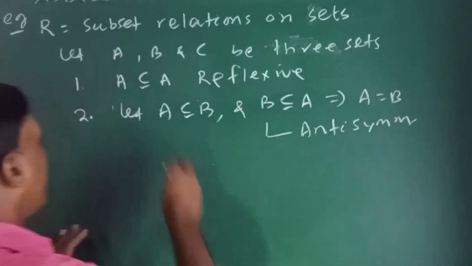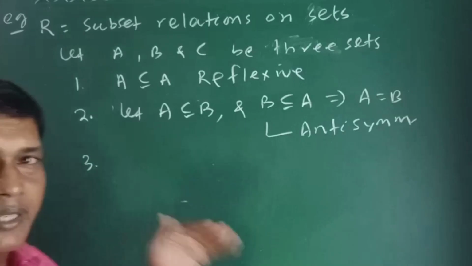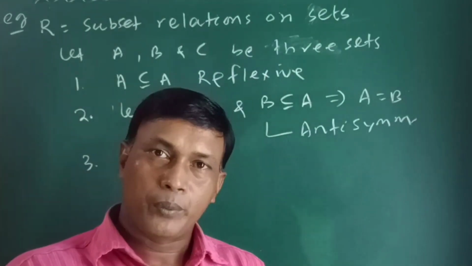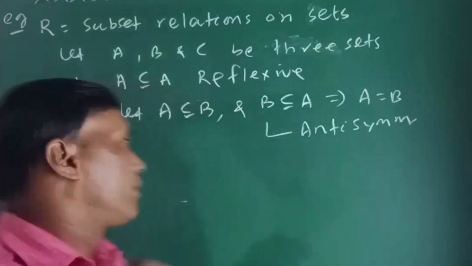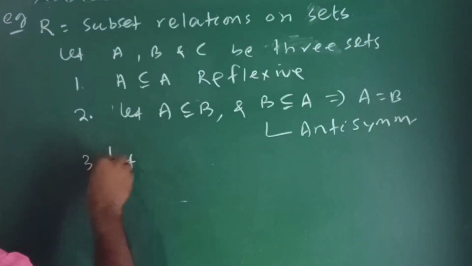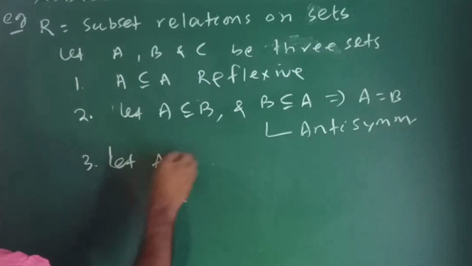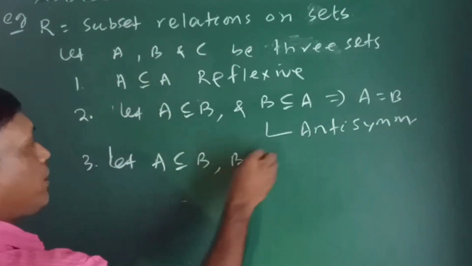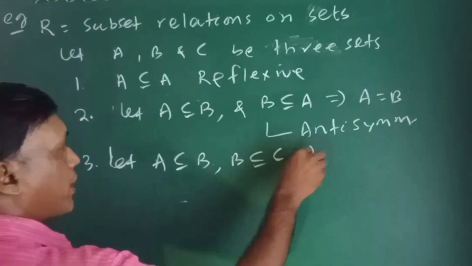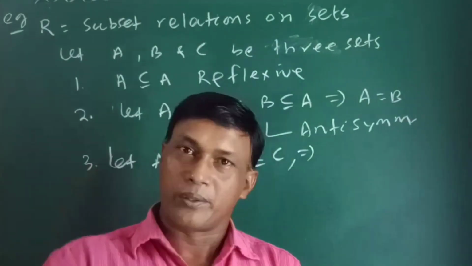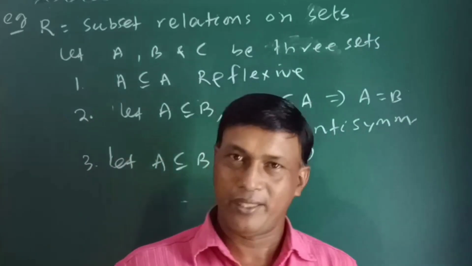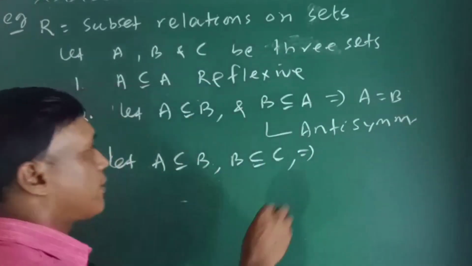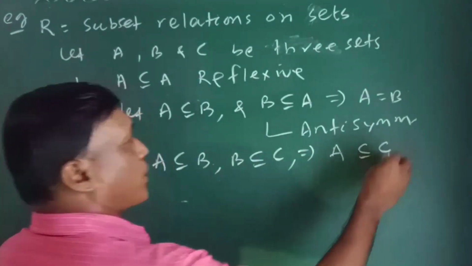anti-symmetric. Next, to test whether it is transitive or not. Transitive means A is related with B, B with C, to show A with C. So let A be related with B. That means A is a subset of B. And B is related with C, means B is a subset of C, which implies, from set theory, we know if A is a subset of B, B is a subset of C, then A is a subset of C, right? So here, A is a subset of C.